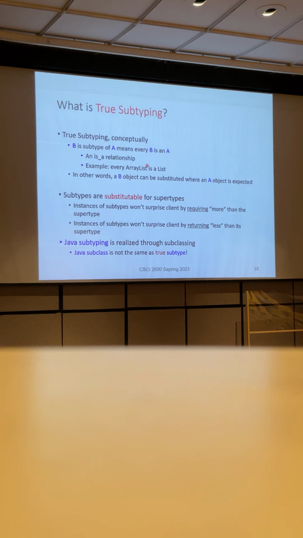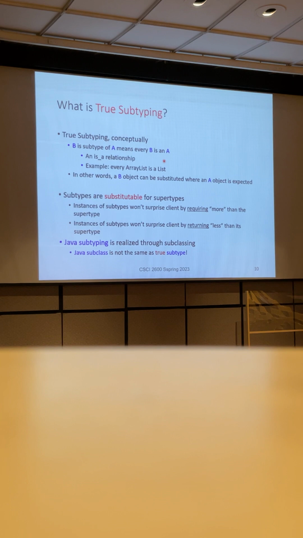So what is true subtyping? True subtyping is such subtyping when certain conditions are met. Here's the definition. B is a true subtype of A when every B is an A without exceptions. So it's an is-a relationship. Every B is an A. So every array list is a list.